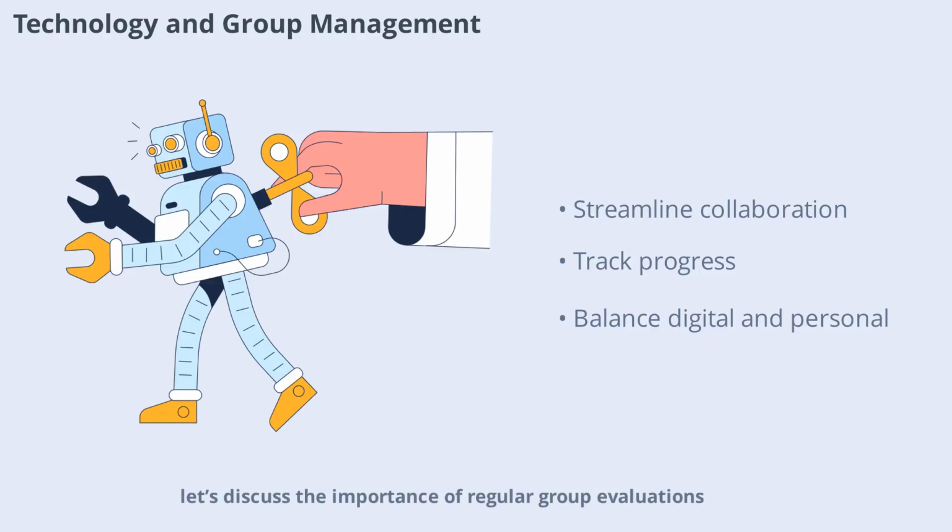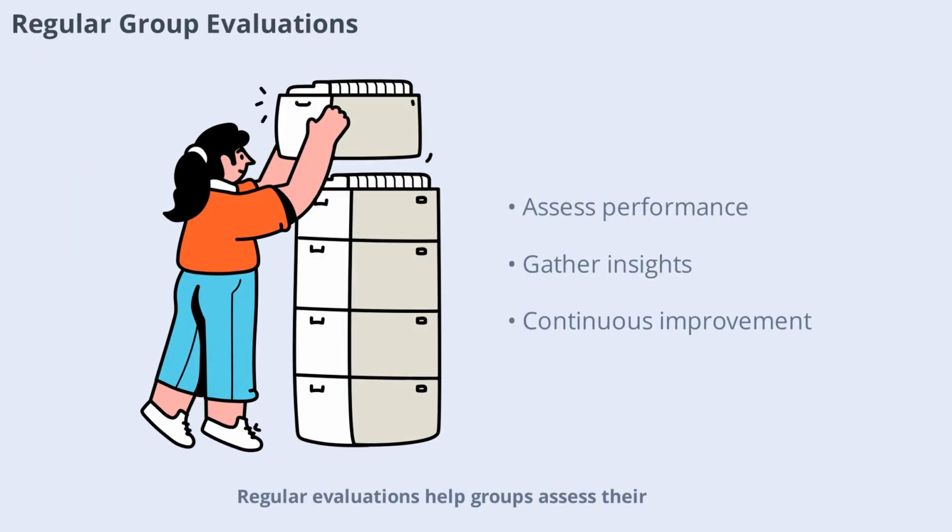Next, let's discuss the importance of regular group evaluations. Regular evaluations help groups assess their performance and identify areas for improvement. Leaders can use surveys, feedback sessions, or performance metrics to gather insights. It's important to involve the whole group in the evaluation process and to act on the feedback received. By making evaluation a routine part of group life, teams can continuously improve and adapt to new challenges.